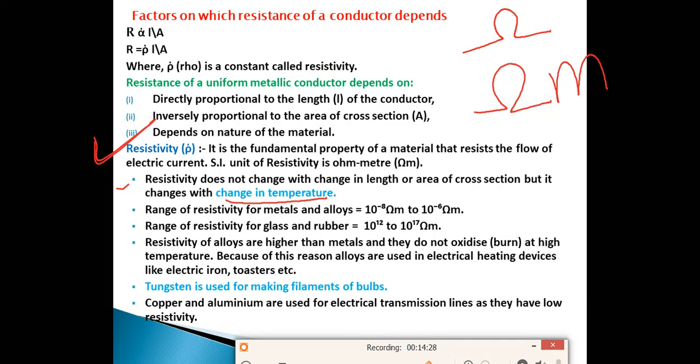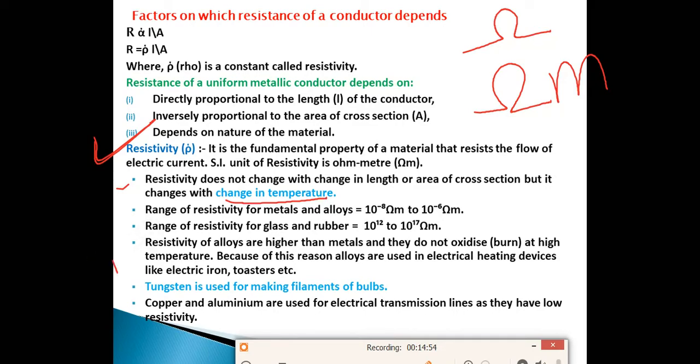The range of resistivity for metals and alloys is 10 to the power minus 8 ohm meter to 10 to the power minus 6 ohm meter, and resistivity for glass and rubber is 10 to the power 12 to 10 to the power 17 ohm meter. Resistivity of alloys is higher than metals and they do not oxidize or burn at higher temperature. Because of these reasons, alloys are used in electrical heating devices like electric iron, toasters, etc.